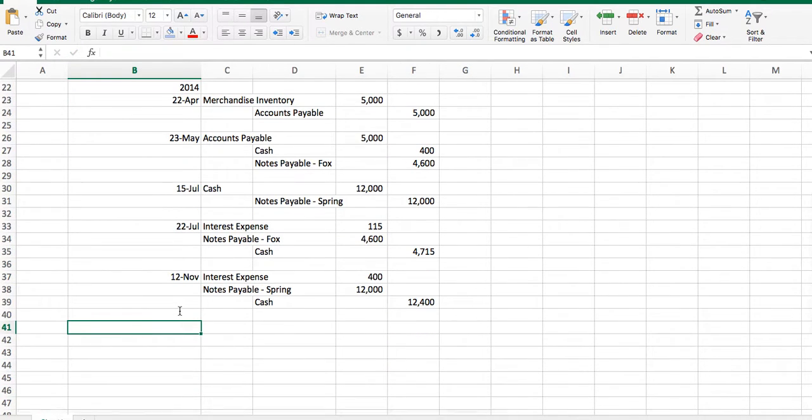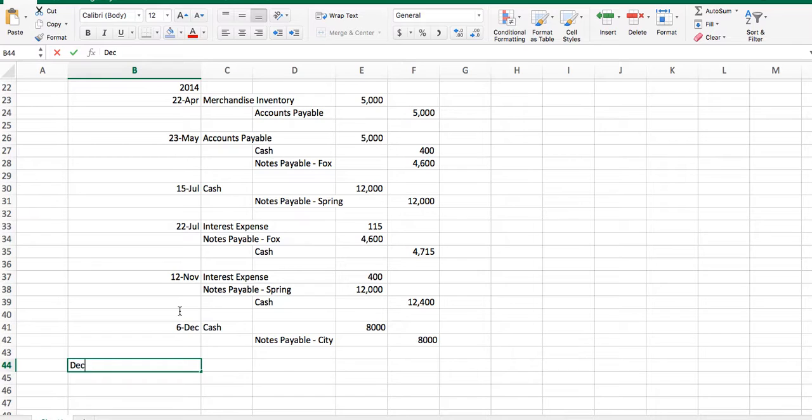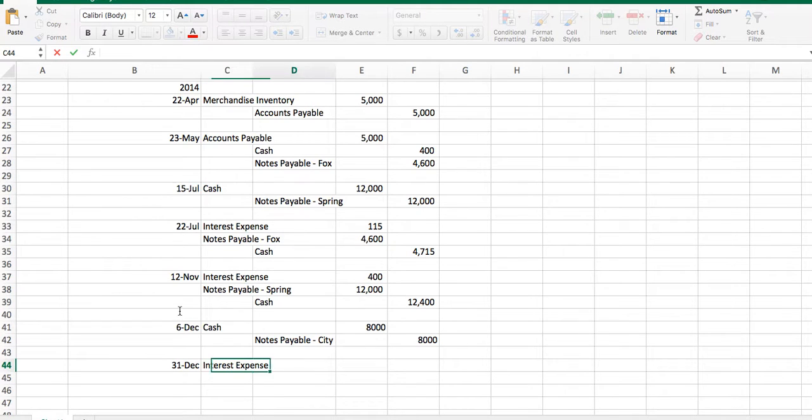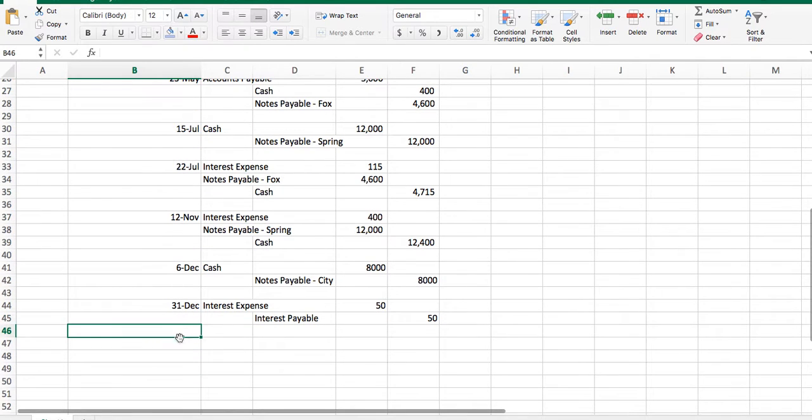The next thing that happened was on December 6th, when we borrowed $8,000 cash. This one was from Citibank. Then on December 31st, if you remember, we accrued that interest expense. That was the journal entry I did earlier. In other words, we don't have to pay it at the end of the year, but we do have to show the readers of the financial statements that we owe that money and that we have incurred that expense.